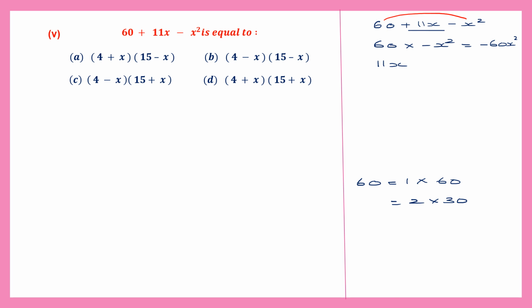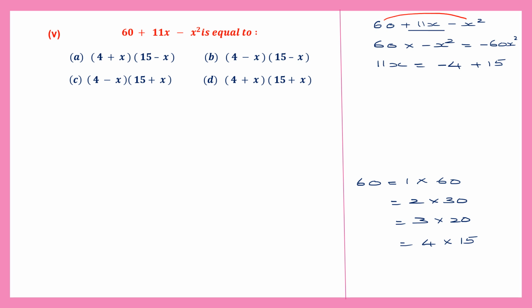So let's go to the next one, 3. 3 into 20 will give us 60, but it will not give us 11 when we add it up. So let's go to 4. 4 into 15 will give us 60, and if we change the signs and we add, we get 11. If I say 4 plus 15, I will not get 11x, isn't it? 4 plus 15 is 19. But if I change the sign of the smaller number, then I will get plus 11. Minus 4 plus 15 will give me 11.